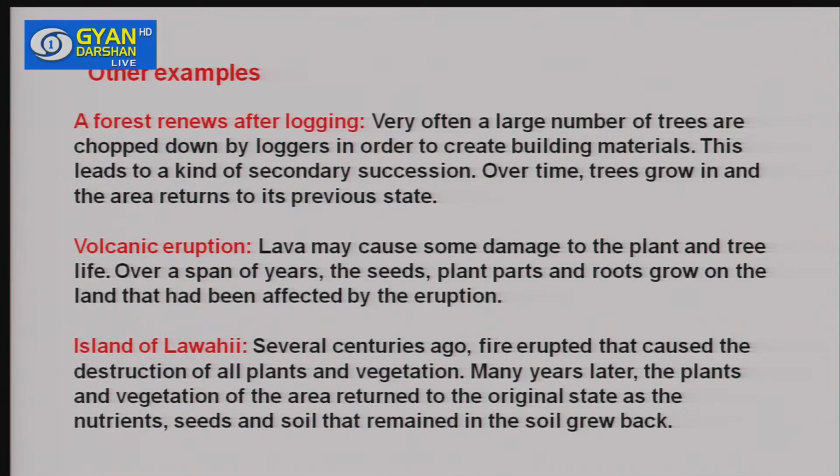Then volcanic eruption. Let's say there is an eruption of molten lava. It creates destruction in the vegetation, but again, time will come when it will be replenished. In the islands of Hawaii, several centuries ago, fire erupted that caused destruction of all plants and vegetation. But the beauty of nature is that many years later you will find that the plants and vegetation come back, or return to the original state.